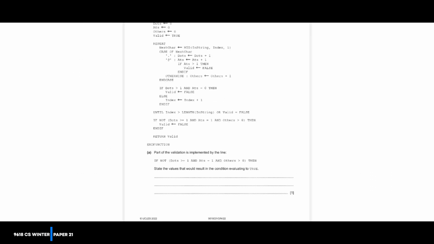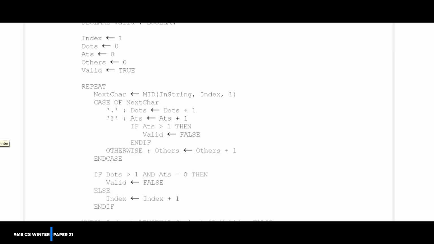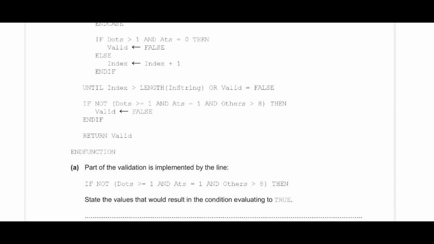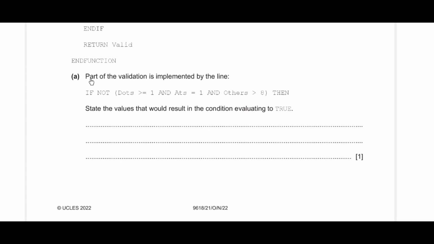Okay, so moving on. We've got to study some pseudocode. The following procedural algorithm attempts to check whether a string is a valid email address. So we've got to study this entire pseudocode. In an exam, I would recommend that you read through this at least once quickly. Part of the validation is implemented by the line: if dots is greater than or equal to 1 and ats is equal to 1 and others is greater than, then. So we've got to find this line first.